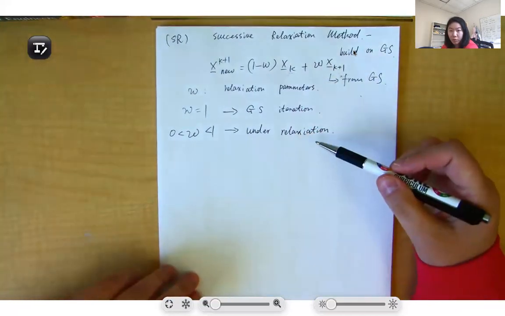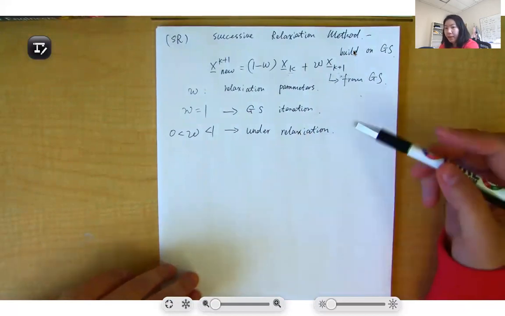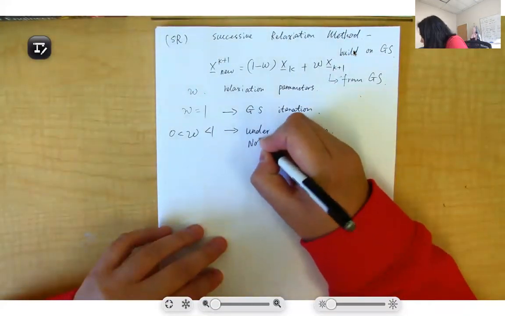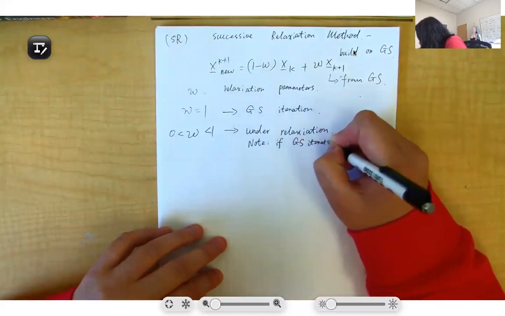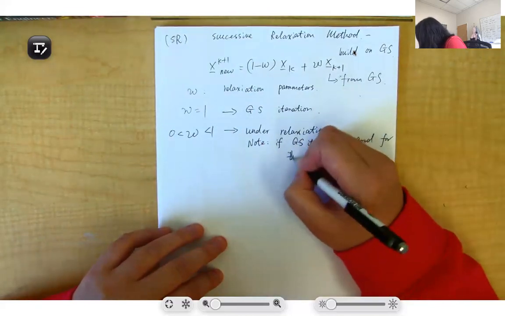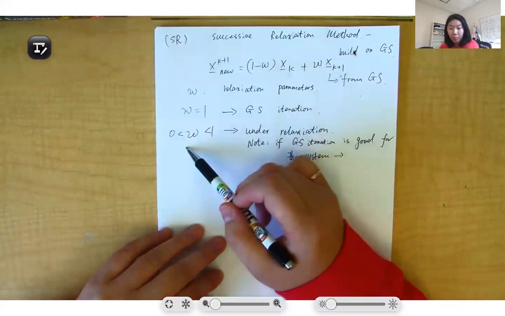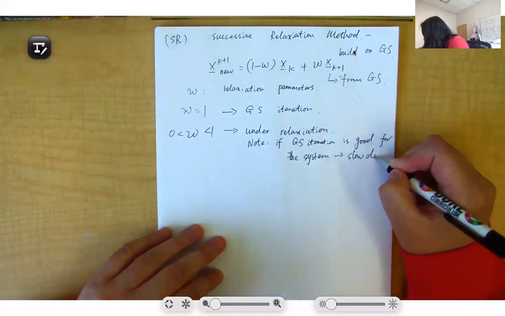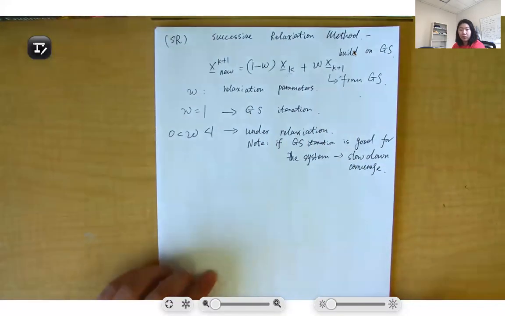And this has a shortcoming. Basically, if your Gauss-Seidel is a very good iteration for this system, then it will converge slower. Okay, so this is a note. If your Gauss-Seidel iteration is good for the system, then by using this omega parameter over 0 and smaller than 1, you will slow down the convergence.